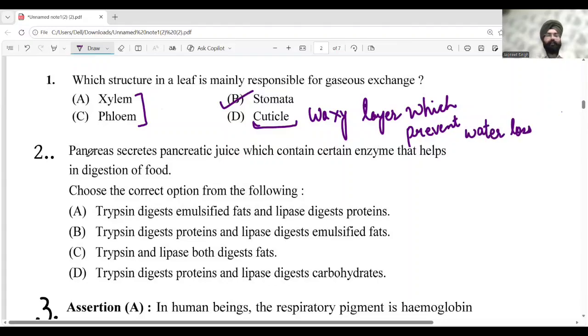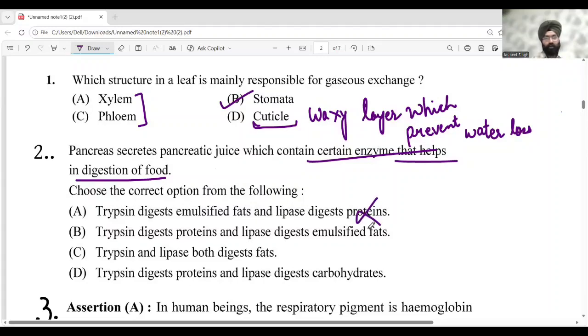Done. Let's start with the next question, class. Pancreas secretes pancreatic juice which contains certain enzymes that help in digestion of food. They have just given us a statement, and on the basis of this we have to choose the correct option from the following. Trypsin digests emulsified fats and lipase digests proteins.